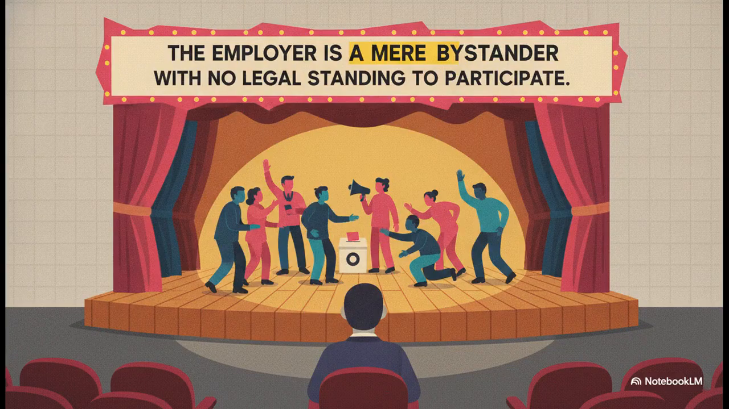Now, during this election process, a pretty fascinating legal principle applies called the bystander rule. By law, the employer is considered nothing more than a mere bystander. Think of it like a theater. The workers and their unions are up on the stage figuring out who the lead actor is going to be, and the employer must strictly sit in the audience. They have absolutely no legal standing to oppose, appeal, or participate in the election proceedings. Literally, the only exception is if the employer rightfully questions whether an actual employer-employee relationship even exists in the first place. Otherwise, they just have to sit back and watch.